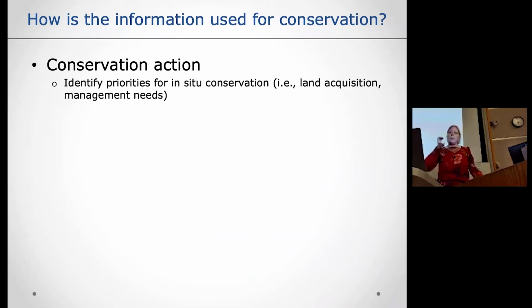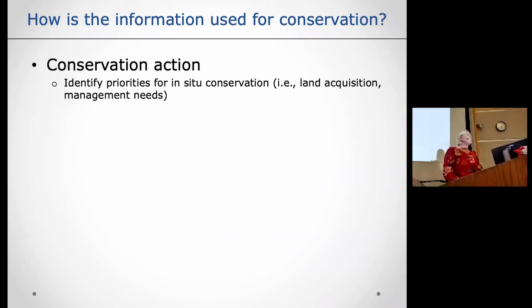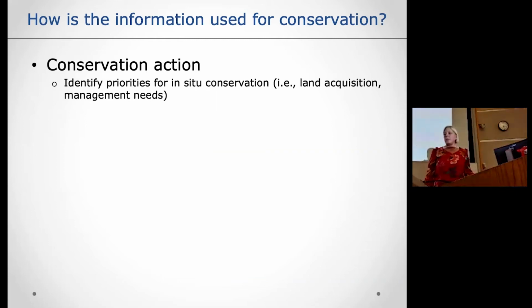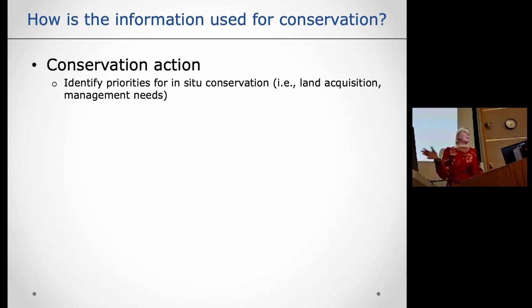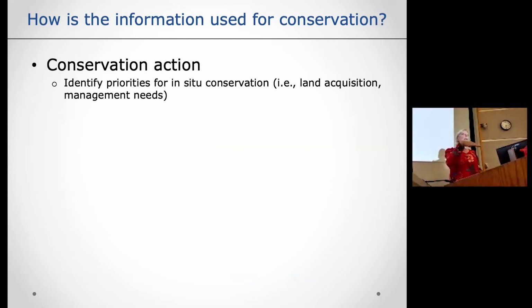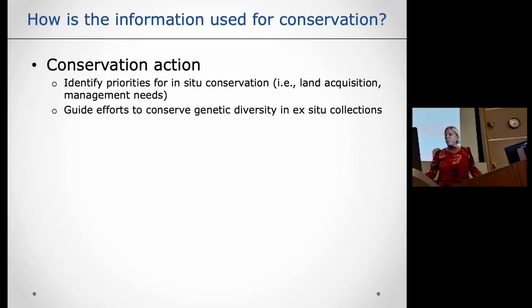So one may be to identify priorities for in situ conservation. So places where, for example, they want to acquire a site as a preserve, like Missouri Department of Conservation. A lot of times we'll use that as a guideline for where to purchase tracts of land for conservation. Or maybe it'll highlight sites where they need management. So for example, if a population is declining and we see that there's a decline in genetic diversity, then we can say, hey, this one needs more management and maybe you need to burn it. So it's kind of a way to identify priorities.